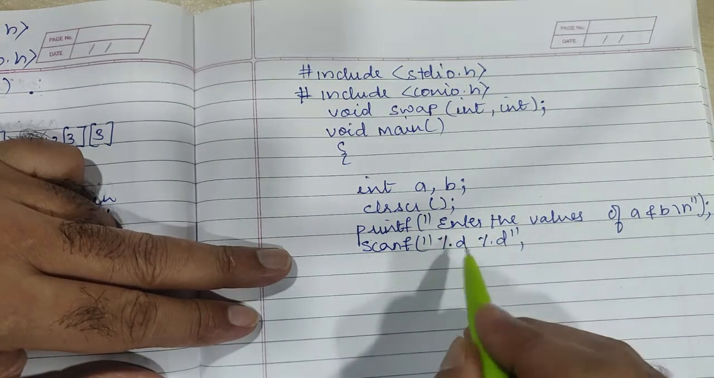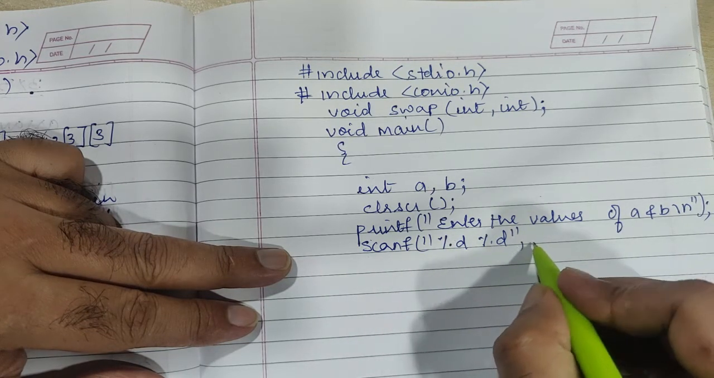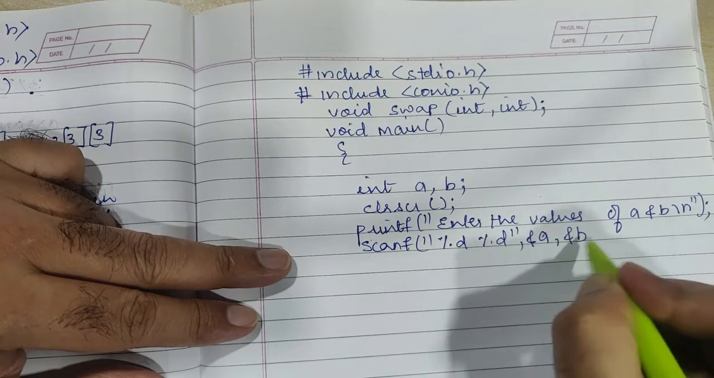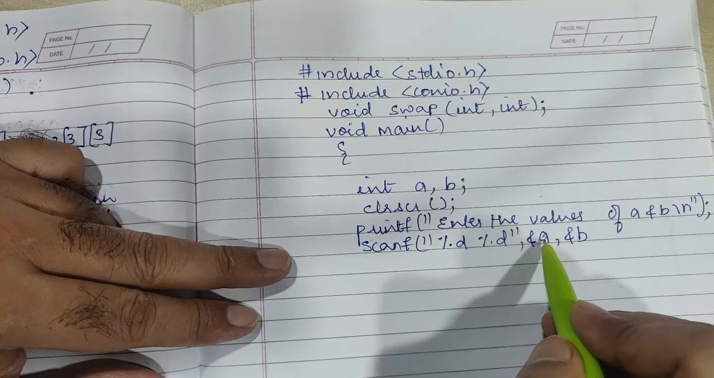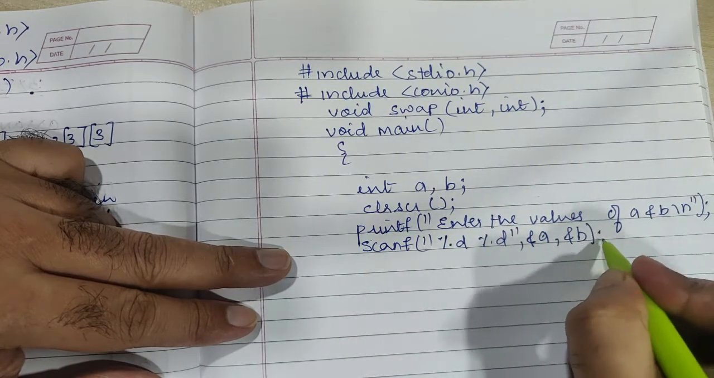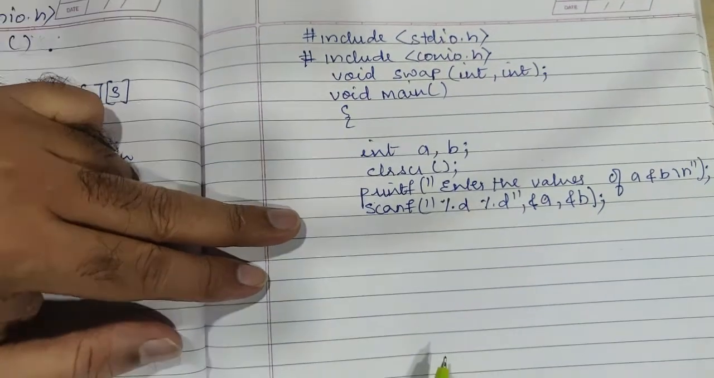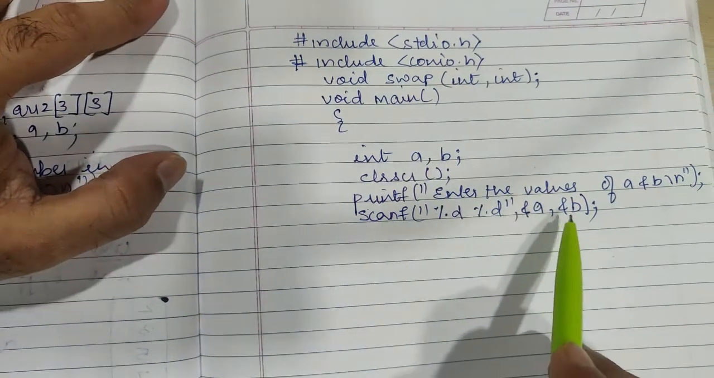Now to accept a, whatever number you have punched in will go to a if you mention address of a. Similarly, address of b. So the first number you have entered will go to address of a, the second number will go to address of b. This is complete. Now when you have both the numbers, we'll be calling the function that we have declared on the top, and we'll be passing the values of a and b.